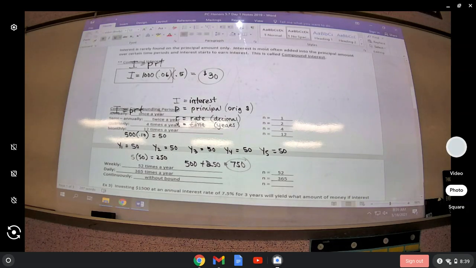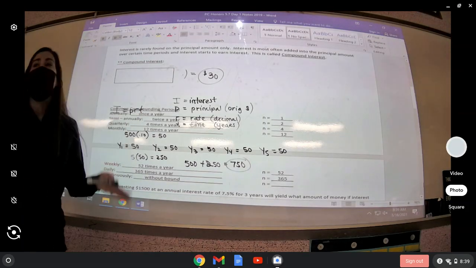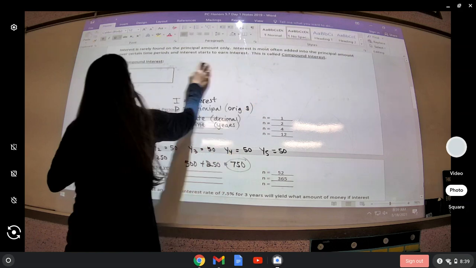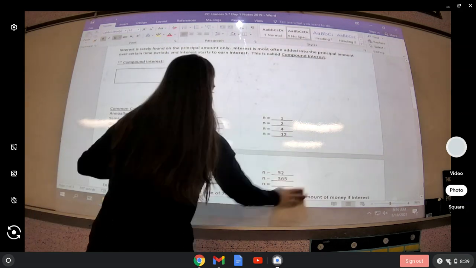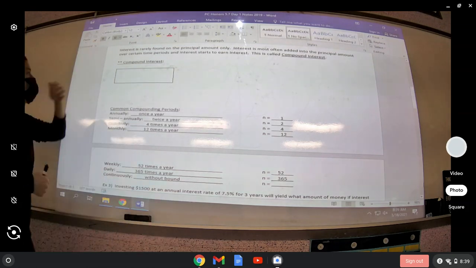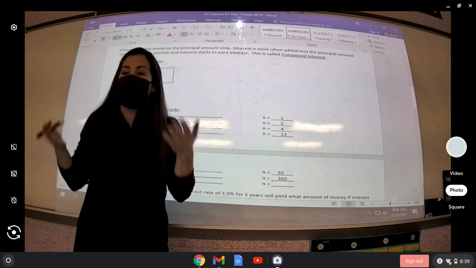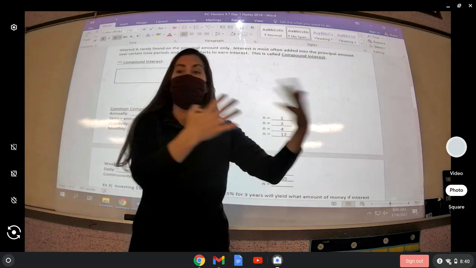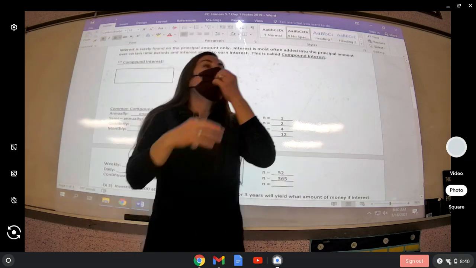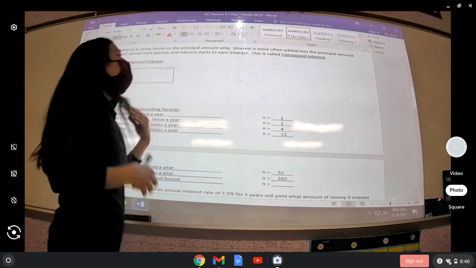Okay, but here's the thing. Simple interest is rarely how we do things anymore. What happens now is, interest is rarely found on the principal amount only, right? Simple interest only takes a percentage of the original amount you put in there. 10% of 500, 5 times. 6% of 1,000, 1 time in the course of 6 months.